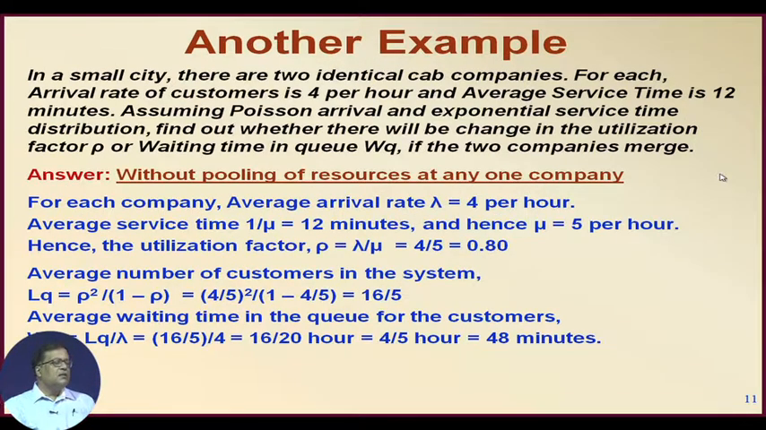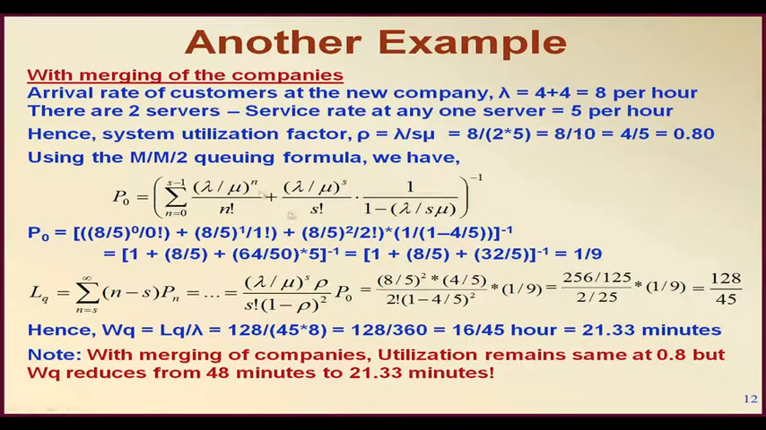So, the first thing is rather easy. Without pooling, lambda is 4, mu is 5, the utilization is 80%, and LQ is rho square by 1 minus rho, which is 16 by 5. Therefore, average waiting time WQ comes out to be LQ by lambda, 16 by 20 hour, equal to 48 minutes, right. So, look here, without pooling it takes 48 minutes for a person to wait in the queue before the person gets a cab service. What happens if we pool the resources?